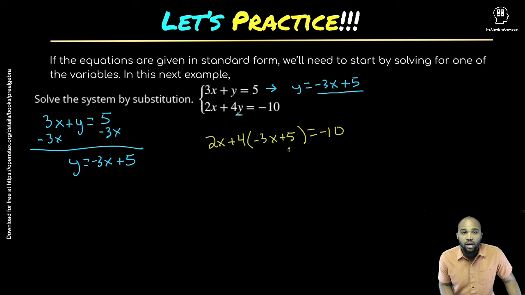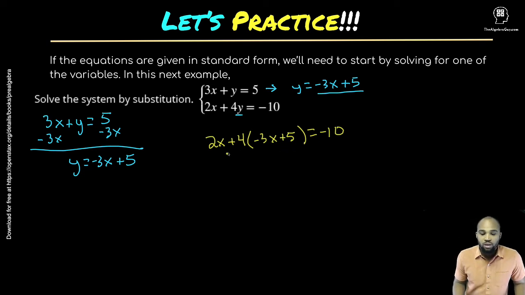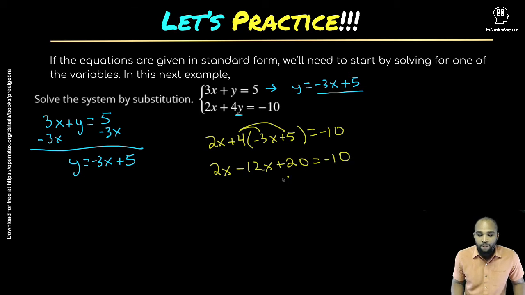All right, now I can have everything in one variable. I can solve for x. So this becomes 2x plus, or actually 4 times -3 is -12x, and plus 20 equals -10. Combining my like terms, 2 and negative 12, I get negative 10x plus 20 equals negative 10.